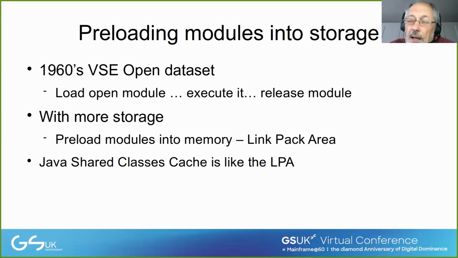With z/OS, we have the link pack area. So all the modules for opening and closing data sets are now stored up in memory. It's like a 12 instruction path length to get to these modules in common storage. Java shared classes is just like the LPA, except for Java. It stores things in common memory and makes startup much faster. To me, it halves my response time when starting Java. It's that sort of benefit you get.